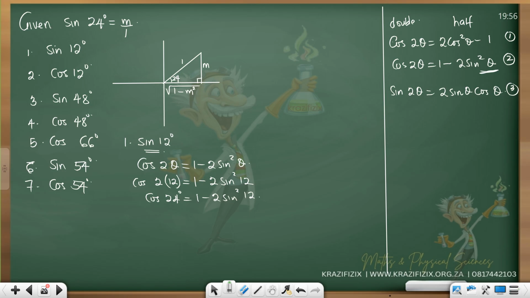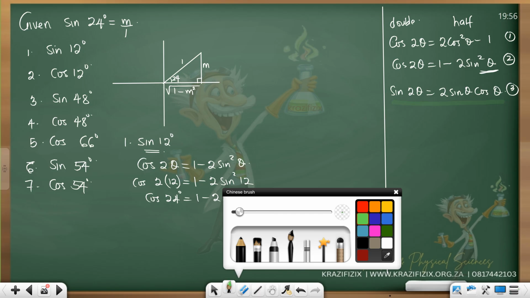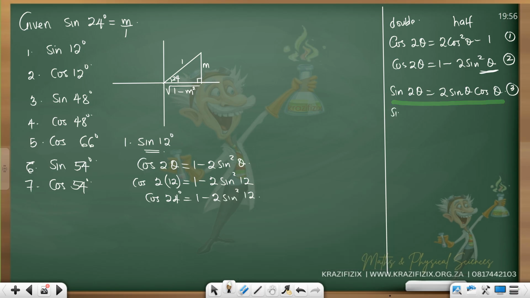Sir, please explain why we're not using sine 2 theta. All right. Equals 2 sine theta cos theta. That's going to give me a problem. Let me show you. Sine 2 multiplied by 12. What will it be? 2 sine 12 cos 12. Do you notice this is a problem on its own? I don't have that. Oh, okay, sir. Thank you, sir. Makes sense, right? Yes, sir. So whenever you see double or half angle, please work with cos.